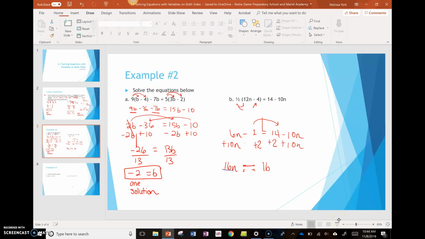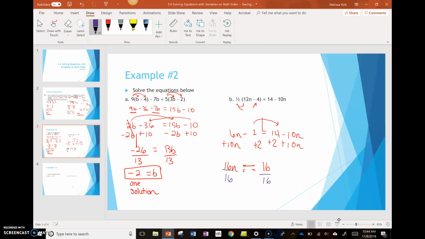So I'm going to divide 16 to both sides, and we're going to get n equals 1. And that'll be my answer. So I'm running into some technical issues here with this lesson, but that's okay. Let's go on to the next slide.